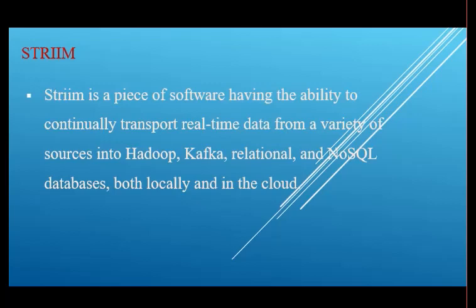Striim is a piece of software having the ability to continually transport real-time data from a variety of sources into Hadoop, Kafka, relational, or NoSQL databases, both locally and in the cloud. Striim is an intrusive-free, quickly deployable streaming integration solution provided to you by the core team behind GoldenGate Software, so that your Hadoop solution may serve a wide range of operational use cases. With the capability of streaming data integration for Hadoop, it enables smart data architectures that support use case-driven analytics in enterprise data lakes.